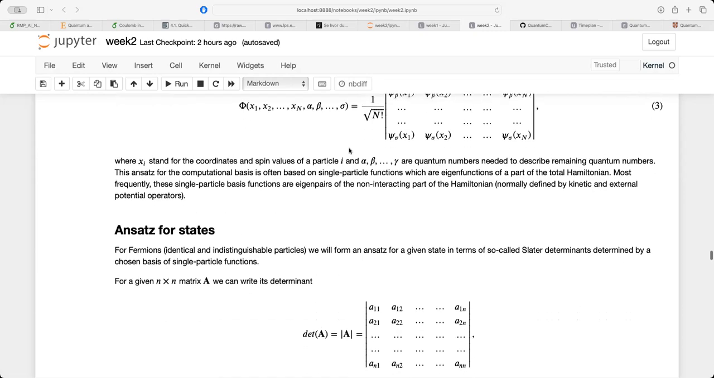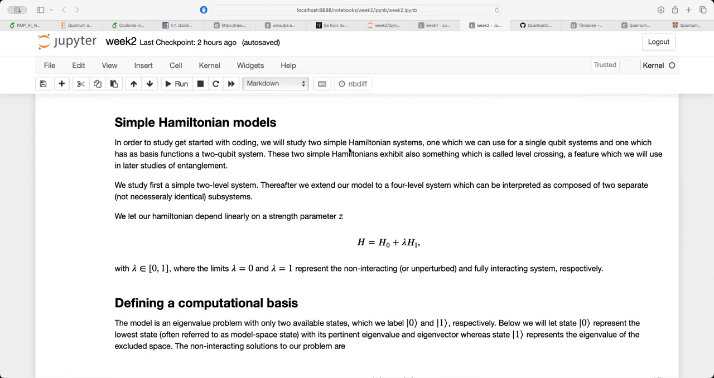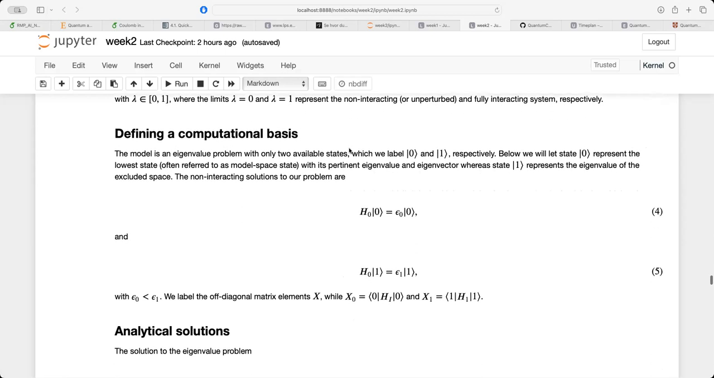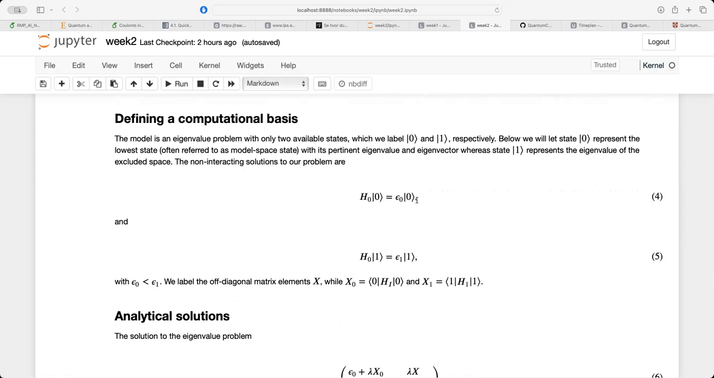So if we just go down a little bit, I'm going to skip this stuff, but we are going to look at a simple Hamiltonian. This is going to be a 2x2 and a 4x4 case. In the 2x2 case, we are going to assume that there are two states. You can think of this as a one qubit state, so you have qubit 0 and qubit 1. And we are simply assuming that qubit 0, which is the one we have defined already as an example, is an eigensolution to this guy. So we know the eigenstates. These two states are eigensolutions to this H0.